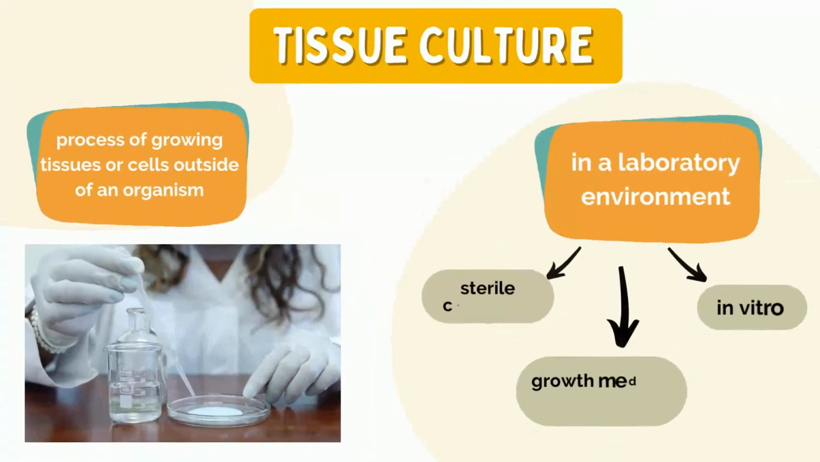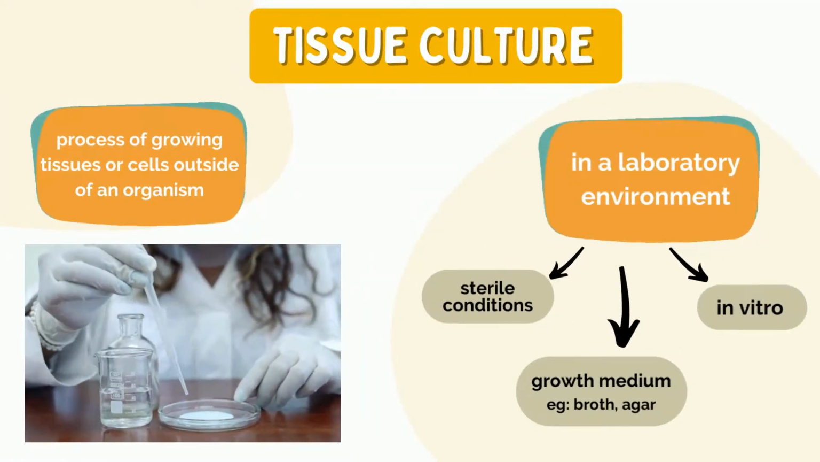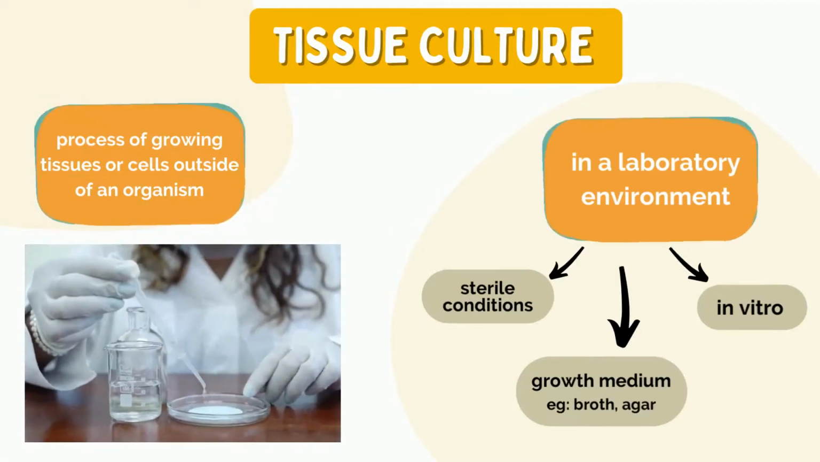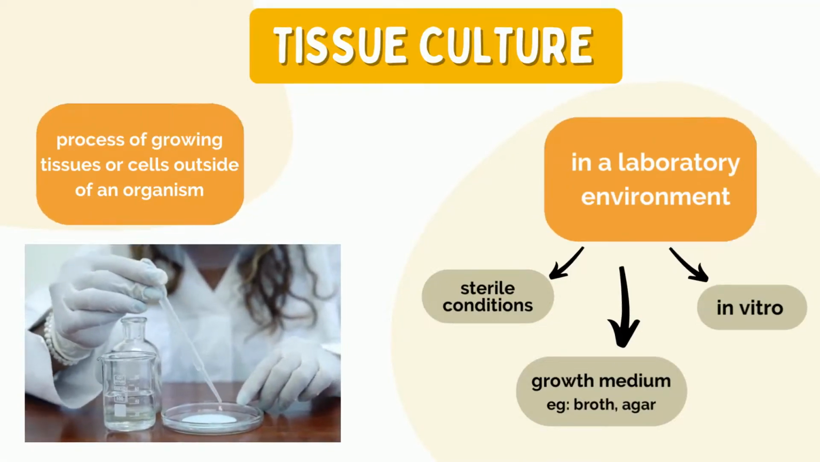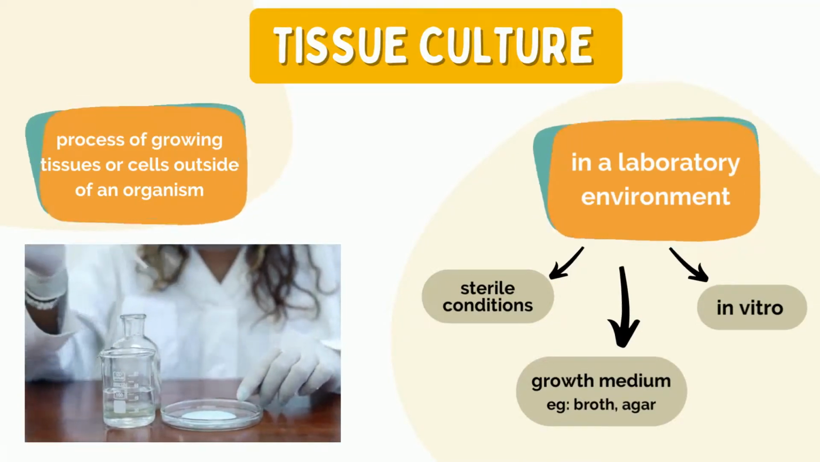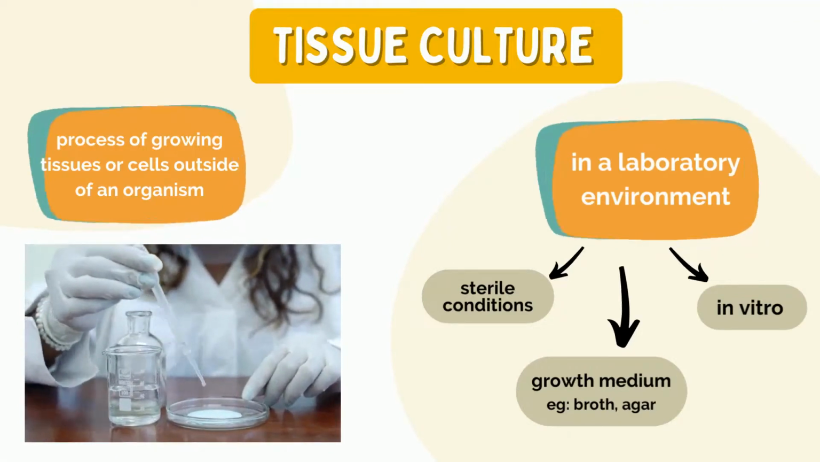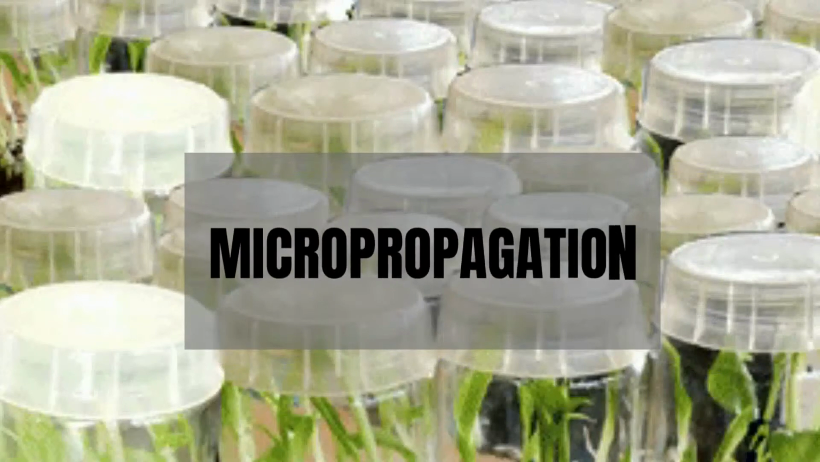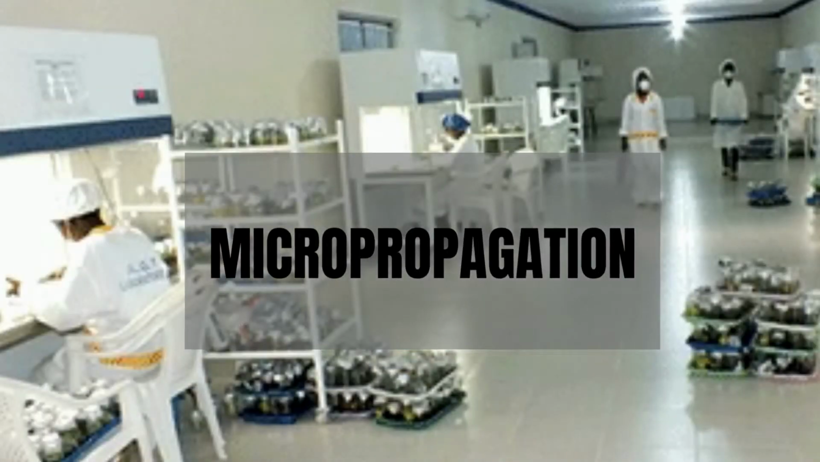Tissue culture is the growth of tissues or cells separate from the organism. This process is done in a laboratory environment, typically facilitated via the use of a liquid, semi-solid, or solid growth medium such as broth or agar, by in vitro methods and under sterile conditions. Tissue culture, also known as micropropagation, helps to grow multiple uniform plants in quick succession.